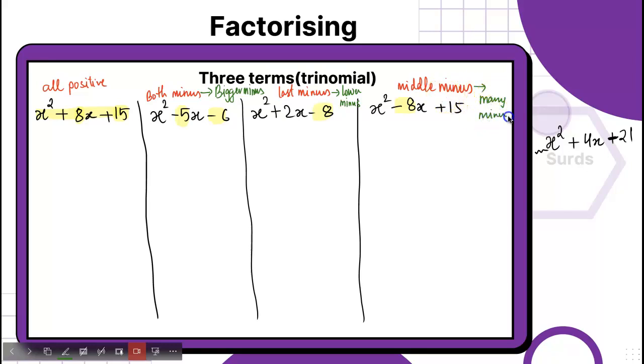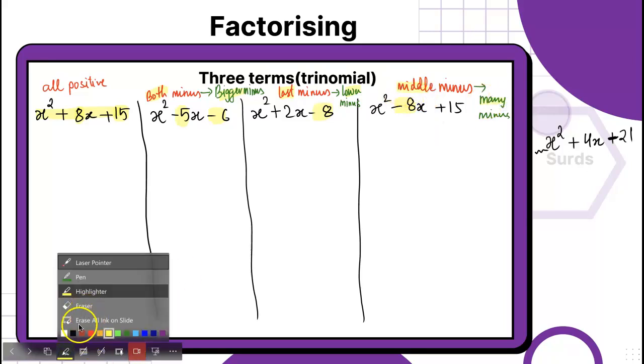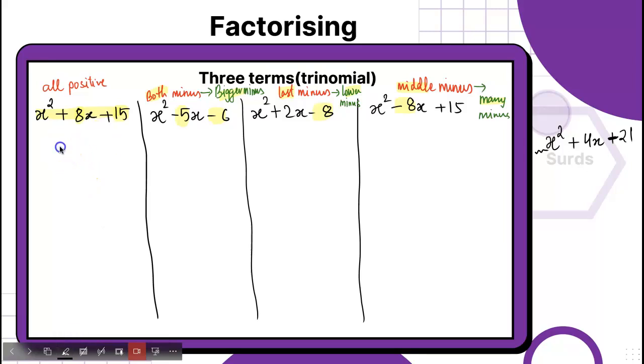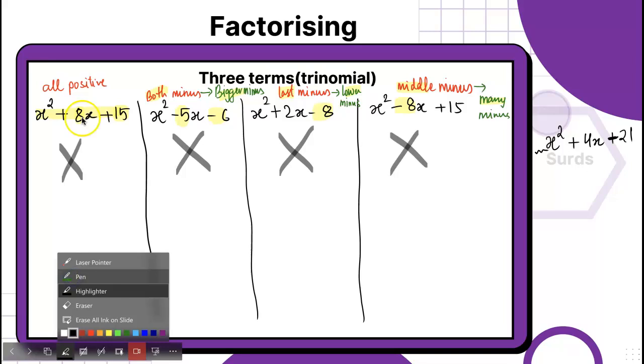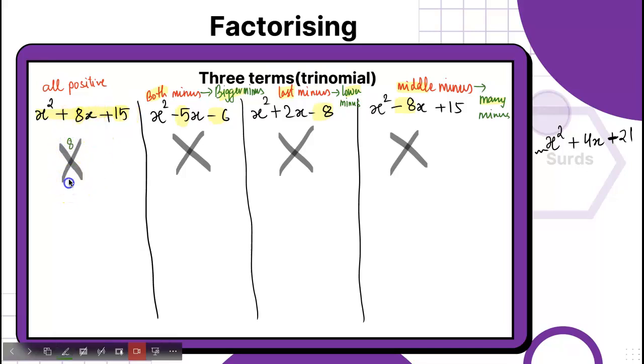So what I did, to make it rhyming and to learn this mnemonic easily: when we have both minus, B for both, B for bigger. Both minus, bigger minus. Last minus, lower minus. Lower means the smaller number is going to be minus. Middle minus, many minus. Now let's see how it works. We are going to be drawing our cross. Here 8 is the top number, 15 is the bottom number.